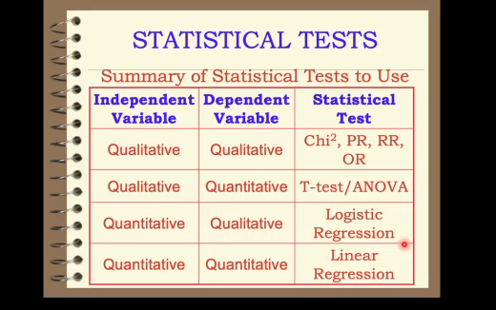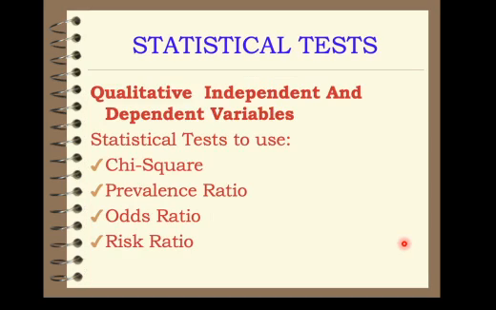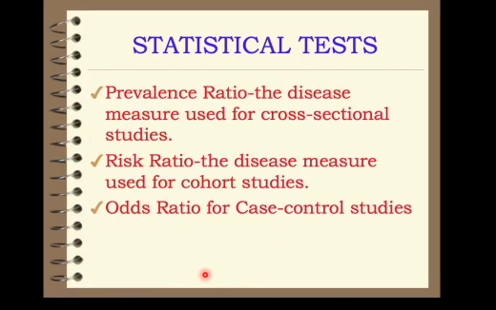Now, let's give examples for each of these tests. So, both qualitative, independent, and dependent variables. And we told you that the statistical test to use is a chi-square test, and then prevalence ratio, odds ratio, and risk ratio can also be used.